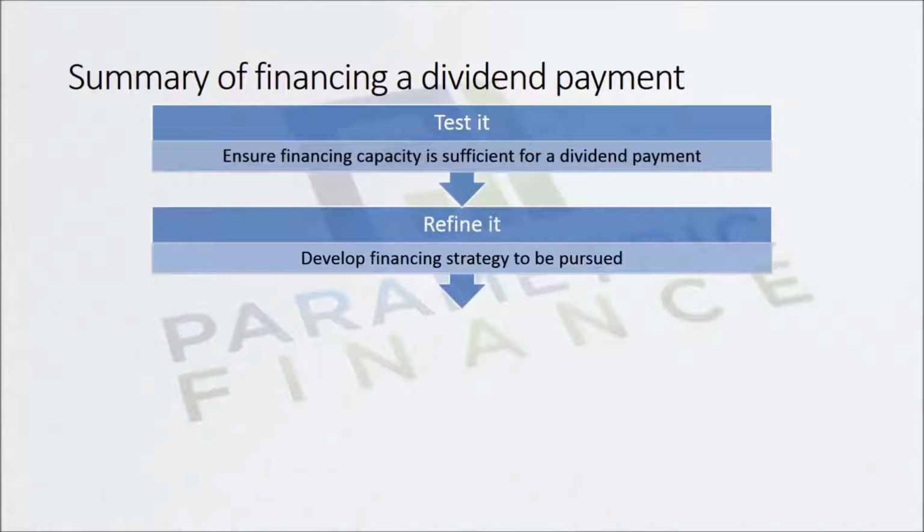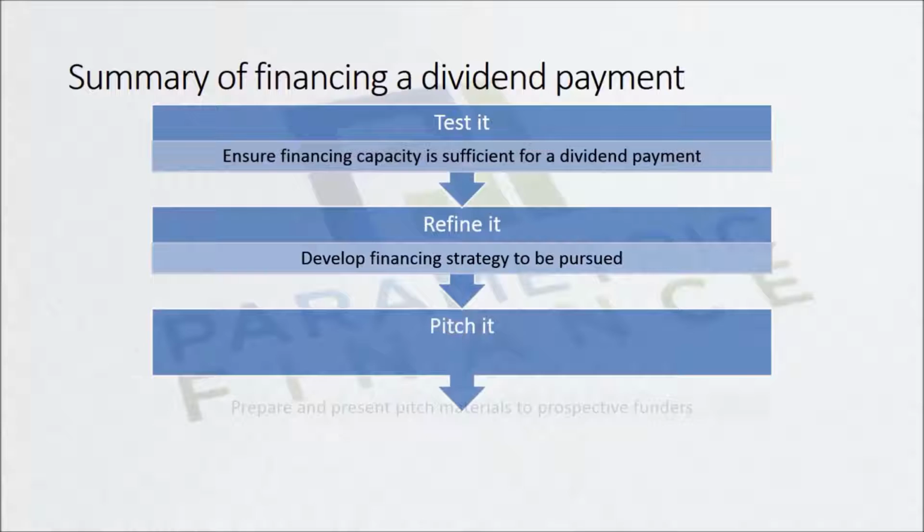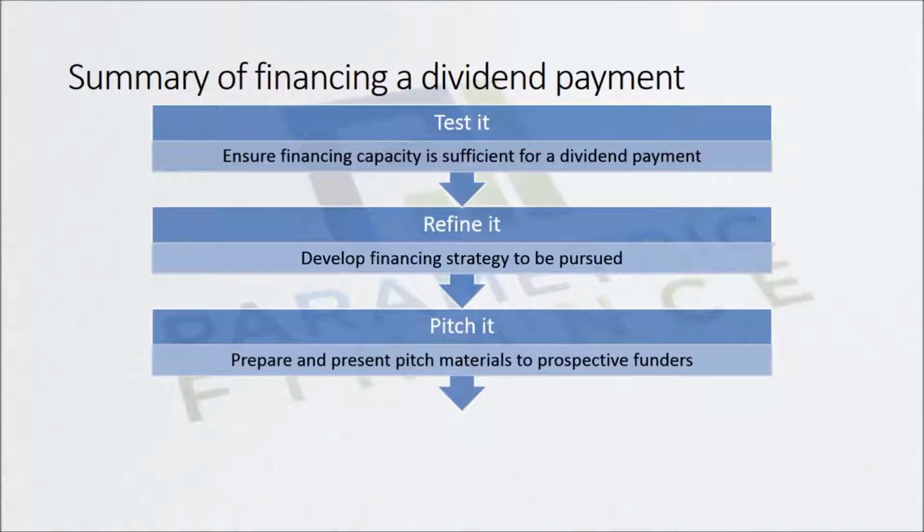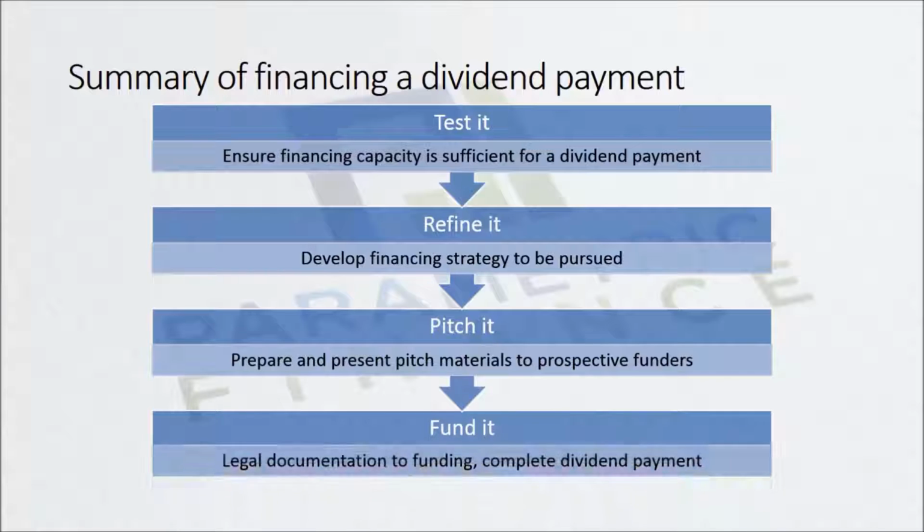Once you've settled on a satisfactory financing strategy, purchasing the Financing Strategy Report will enable the third step of the process, which is to prepare the presentation materials and pitch the financing to a selection of prospective funding sources, which will have been provided in the Financing Strategy Report. Upon receipt of financing proposals, the fourth step is to evaluate and select among these financing proposals and proceed with the preferred ones through a legal documentation and funder due diligence process, which should ultimately result in completion of the financing process and funding of your dividend payment.